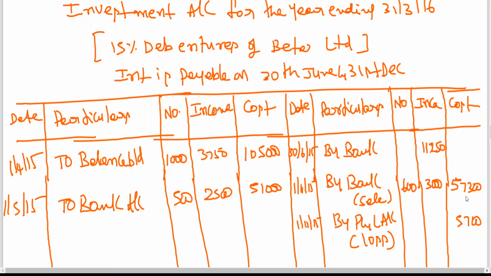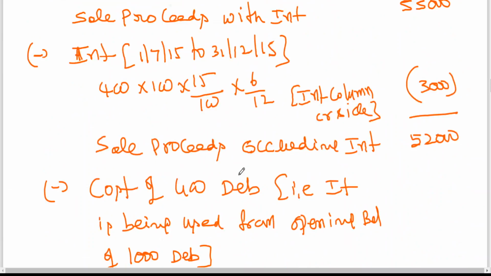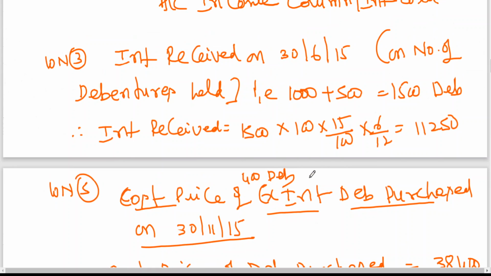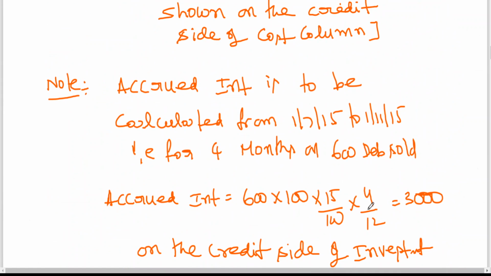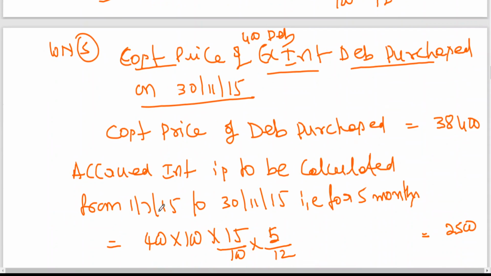I told you, sale cost price, sale or loss or profit will appear on the cost column. You know, gross loss, where you should write cost column. Gross profit, which side you write cost column. Then after that, working notes number 5. Debentures have been purchased. I have told you accrued interest. Loss on sale to be taken to the credit side of cost column. This is also completed.